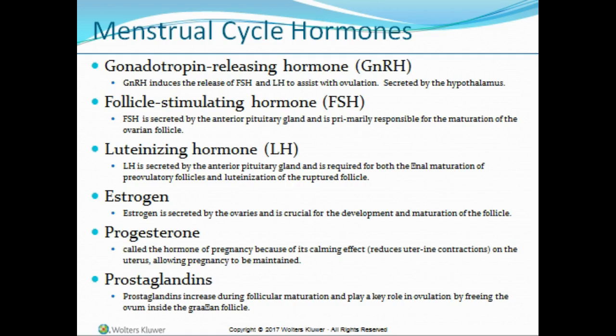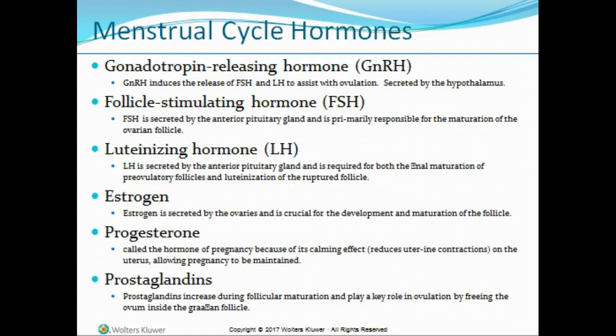primarily responsible for the maturation of the ovarian follicle, hence follicle stimulating. Your LH, or your luteinizing hormone, is secreted by the anterior pituitary gland and is required for both the maturation of preovulatory follicles and luteinization of the ruptured follicle. Your estrogen is secreted by the ovaries and is crucial for the development and maturation of the follicle.